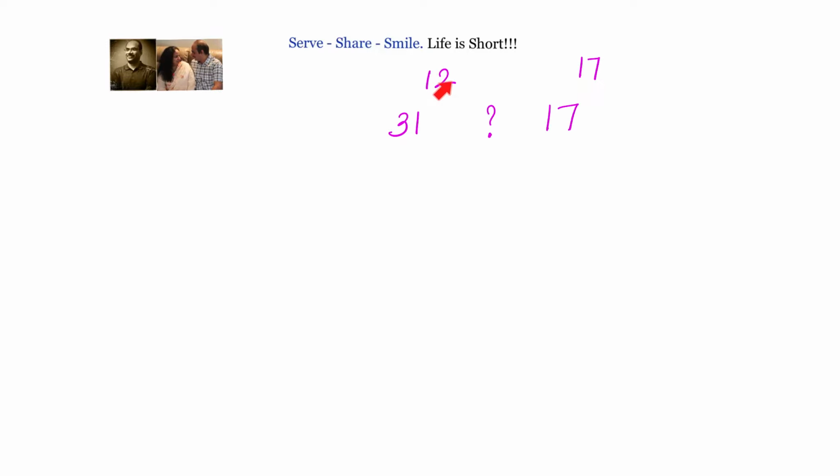31 to the power of 12, 17 to the power of 17, which one of them is greater? Either the first one is greater than the second one or the second one is greater than the first one. Now how do we want to solve this problem?